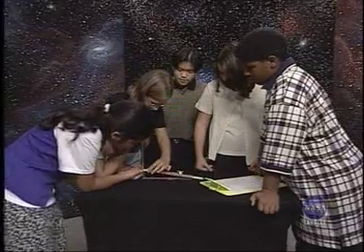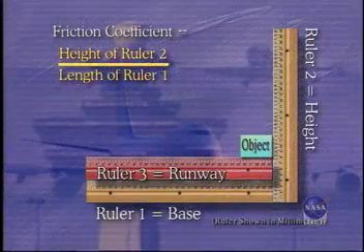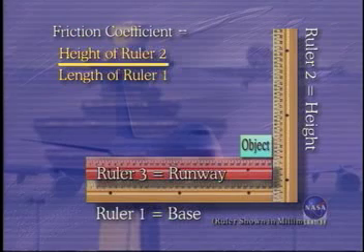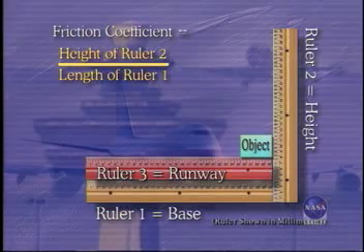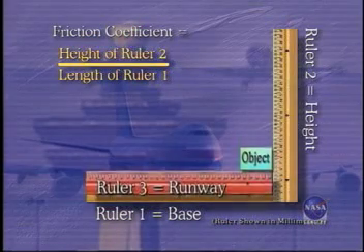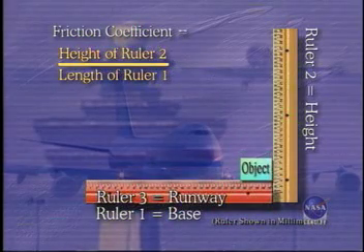Here are our test procedures we followed. 1 metric ruler we identified as the test base and labeled with the number 1. It would be used to measure the length. A second ruler labeled with a 2 was held upright for the test. We would measure the height from this ruler. The third ruler, labeled with 3, was plastic and would represent the runway.